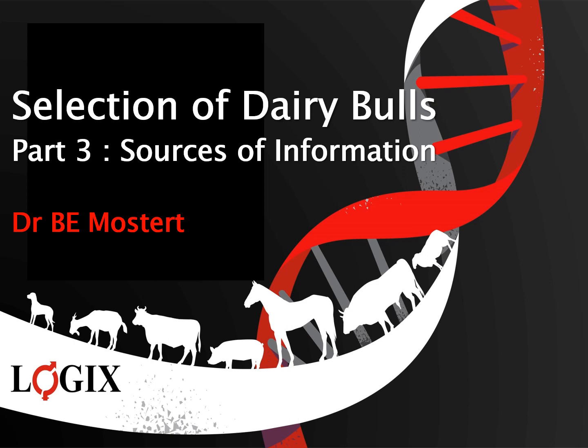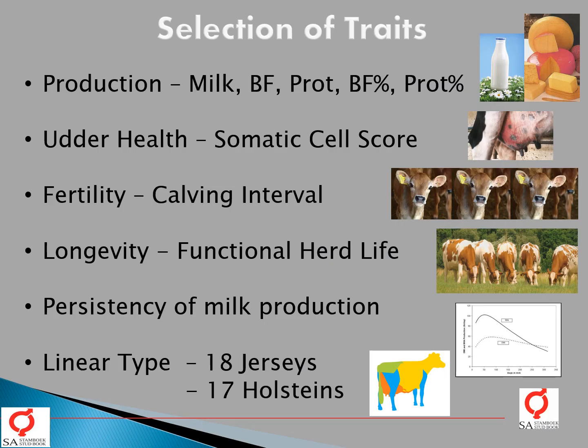In this lecture, the sources of information available for the selection of dairy bulls are discussed. In South Africa, breeding values are estimated for the following traits. Production traits, which are milk, butterfat and protein yields, as well as butterfat and protein percentages. For udder health, we estimate breeding values for somatic cell score, which is an indicator trait for udder health. For fertility, we estimate breeding values for calving interval.